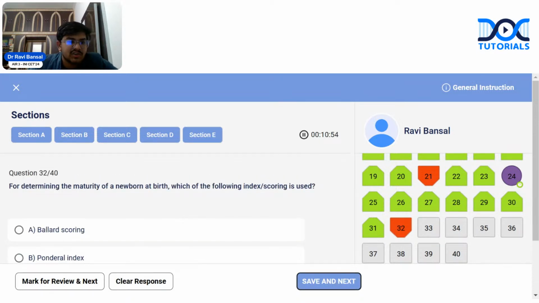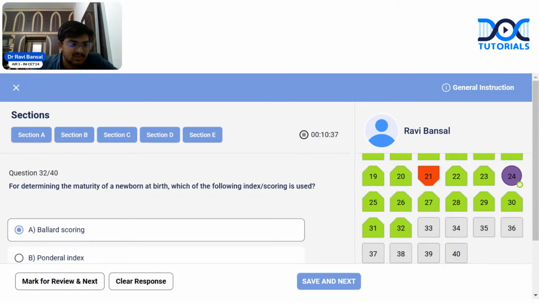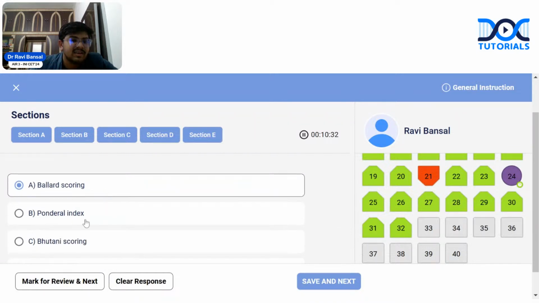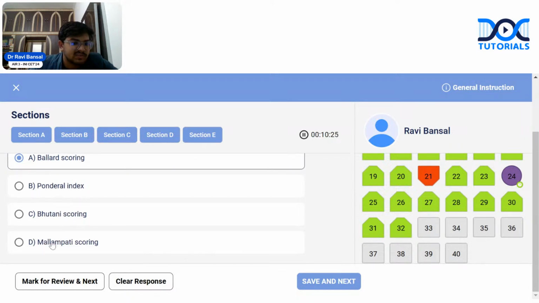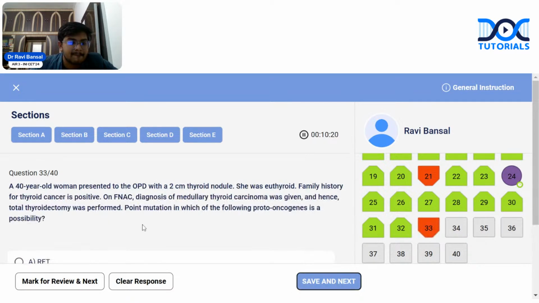For determining the maturity of a newborn at birth, which of the following scoring is used? Just from the overview of the topic, you can do this question. Ballard scoring, in peds internship we do this scoring in the final prof exam. So this is a very simple question. Ponderal index is for symmetric or asymmetric growth retardation. Bhutani score, I don't know what this is. Mallampati is for anesthesia, airway. So Ballard score.